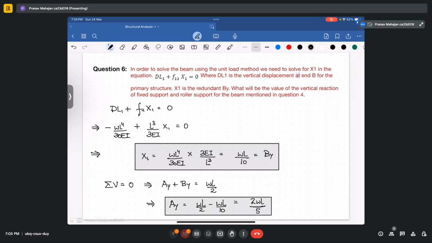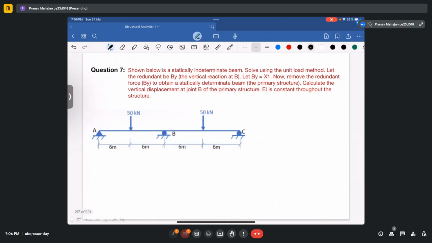Now it is okay. So this is the whole concept of how you will solve the problem of indeterminate reactions that you are required to calculate for the indeterminate beam using the unit load method. Okay, so let's move to the next question. The next question is also similar to what we have done.